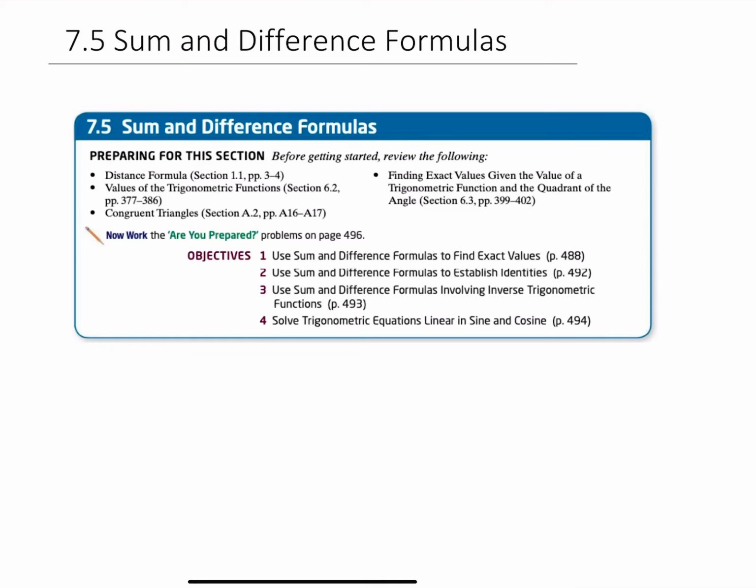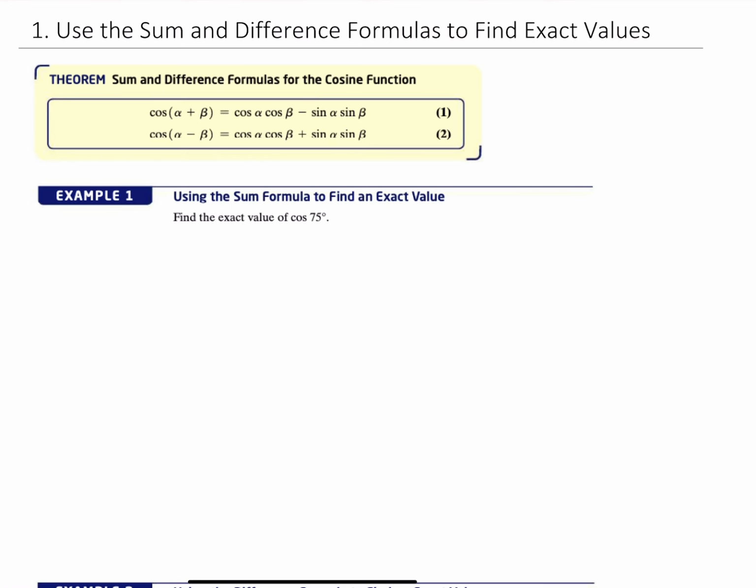In this video we are covering section 7.5 on the sum and difference formulas. This is going to be the first in a few videos where we're going to be adding to our list of trigonometric identities and formulas, and this will be our first example of that. So let's take a look at what they mean by sum and difference formulas. The sum and difference part is referring to a sum or difference of angles.